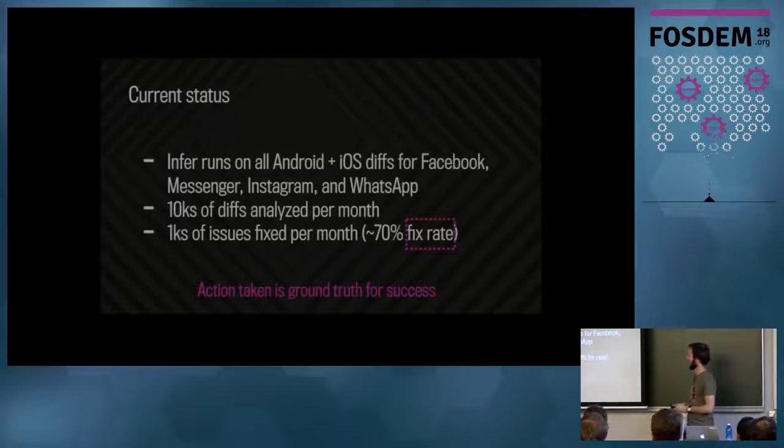It's the proportion of reports that were fixed by developers as they were reported by Infer. That's the metric we take and not some other metrics like false positives or things like this, because that's a metric we can actually measure. So that's why it's important to us.